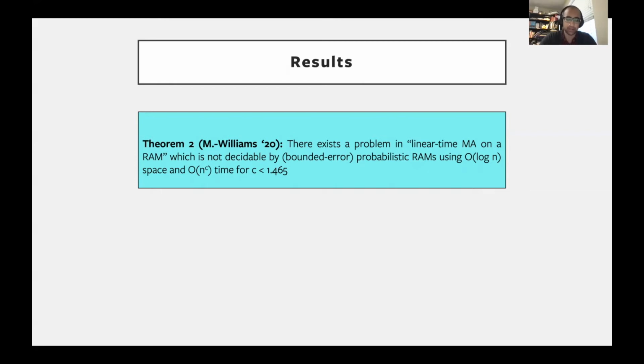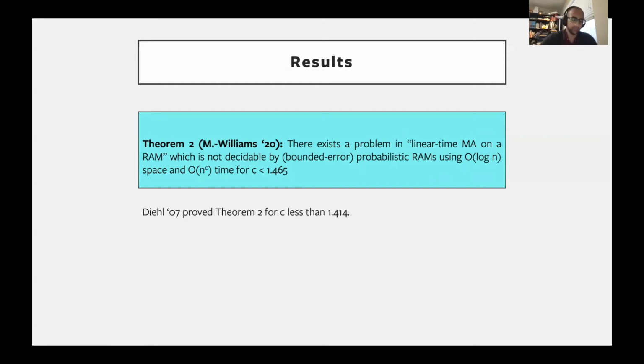So there's a couple of things to unpack here. First off, linear time MA on a RAM is defined in the same way as linear time QCMA on a QRAM. The verifier is a random access machine that's allowed to use randomness, hence Merlin Arthur, and it runs in linear time. But the other thing is that unlike before, where we were talking about TS n to the C, here the RAMs in question are probabilistic, because it's not decidable by bounded error probabilistic RAMs, and so the flavor of the proof is a little bit different, but the essential ideas are pretty similar.